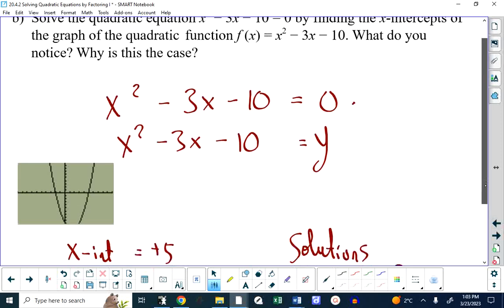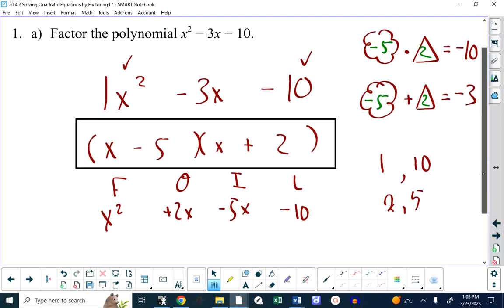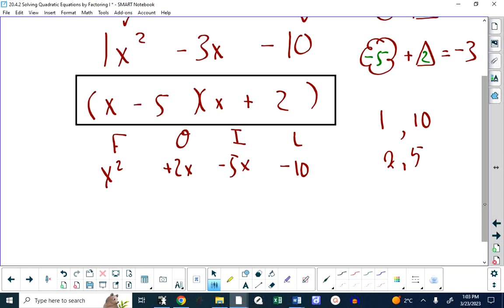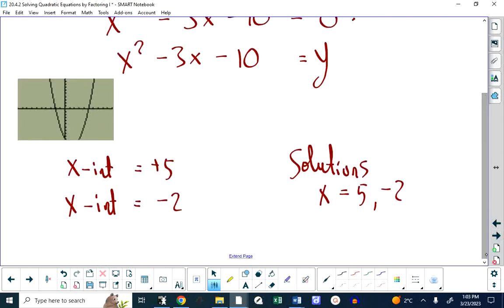What do we notice about these two solutions? Be very careful in answering this. When we look at how we factored this polynomial that was equal to 0, it factored into x minus 5, x plus 2. Are you with me on that? The numbers we discovered when we factored it were negative 5 and positive 2, but the solutions to the equation are 5 and negative 2. They're opposite. And it isn't that you just want to remember they're opposite. Something very important is happening here.